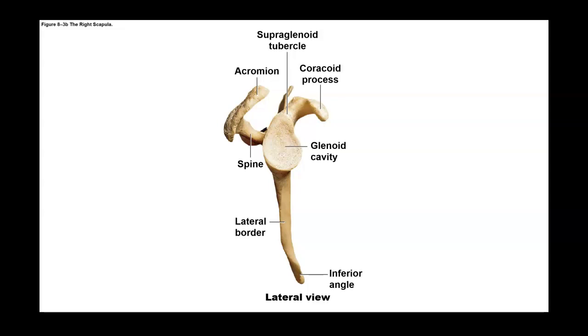And so you see the supraglenoid tubercle, which is going to be towards the top. You have that coracoid process again. Remember, it resembles a crow's beak. You're going to have the acromion process, and of course it has that spine there that it's attached to. And you can see that lateral border and inferior angle from this side view.